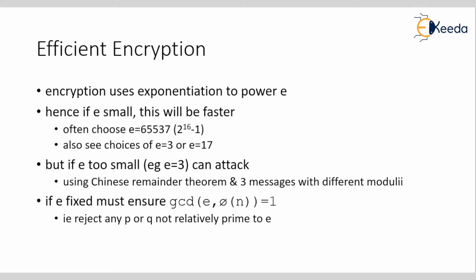But if e is too small, then an attacker can easily get an idea of the public key, and messages with different moduli can be tried to get the values of the key. If e is fixed, we must ensure the GCD of phi and e is equal to 1. That is, reject any p or q not relatively prime to e. We have to take these considerations into account to give efficiency to the encryption of the RSA algorithm.